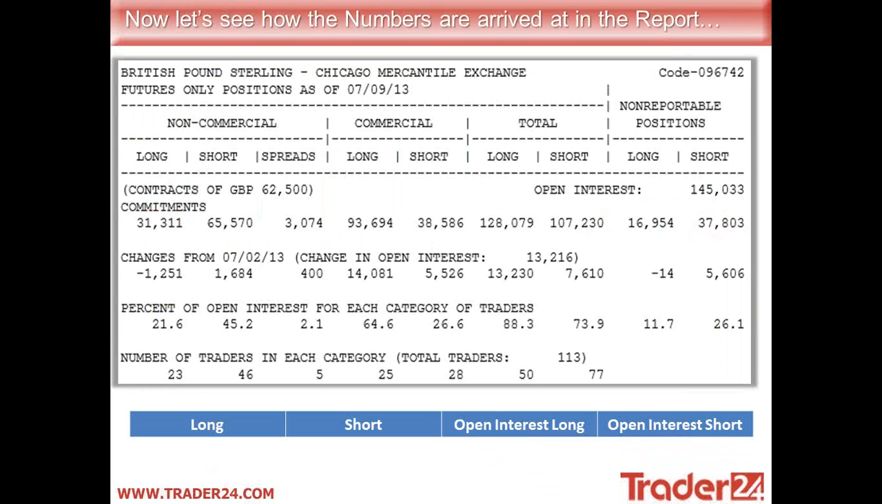Carrying on through the actual report itself, as we move on down, this is basically the change in open interest over the last week. The next row down gives it as a percentage amount for each category of traders, and then finally, as I mentioned earlier, the number of traders who basically have to say how many positions they've got in various different long or short situations.